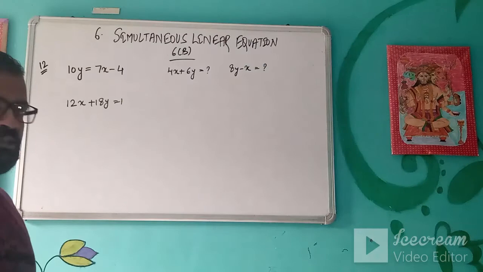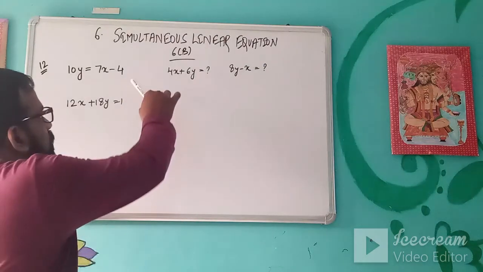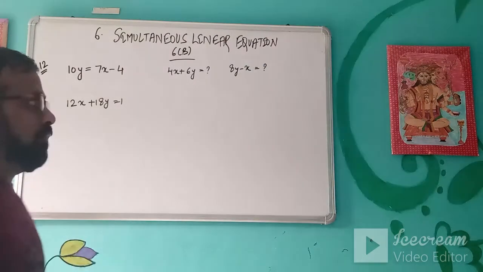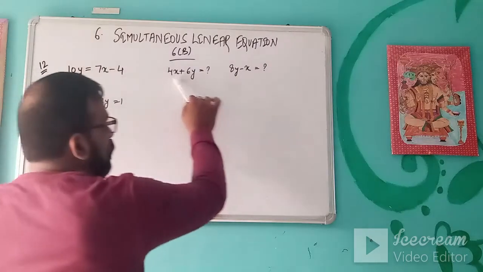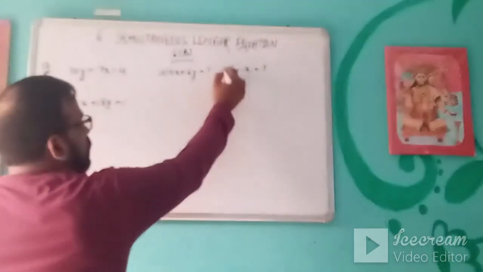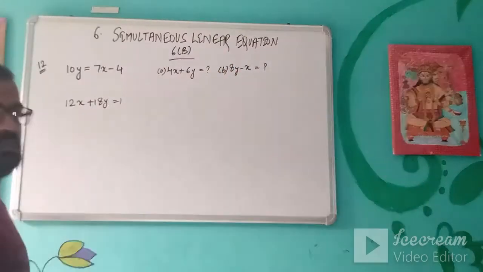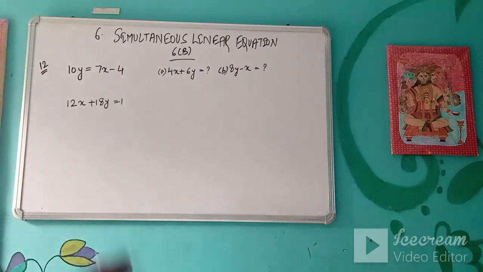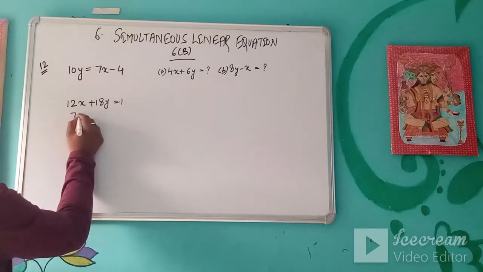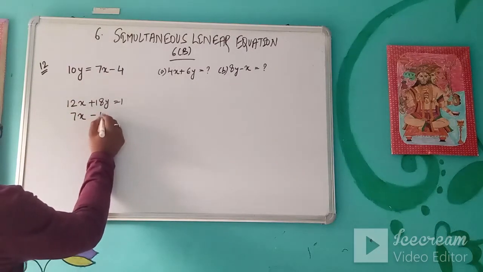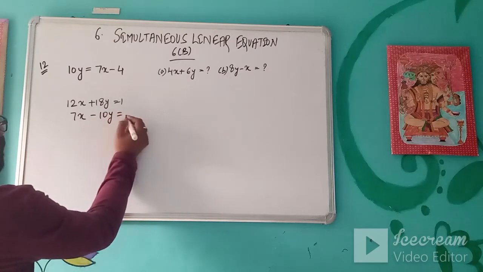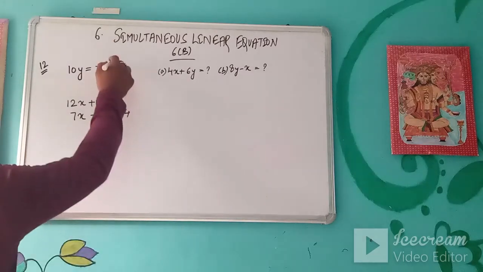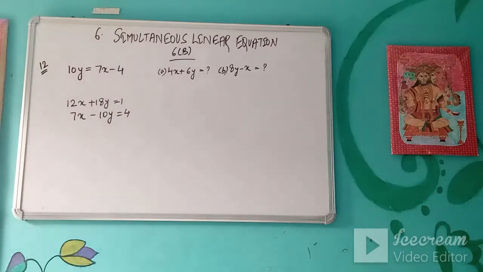Then there are questions like this, in which these two equations are given, and with their help we have to find the value of these two expressions. So what we are going to do first is solve these two equations simultaneously. First I will write it like this: 7x minus 10y equals 4. This minus 4 will go there.